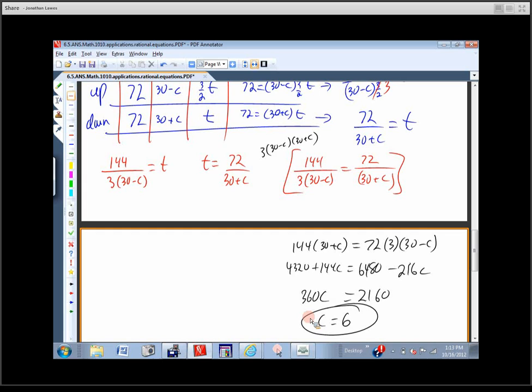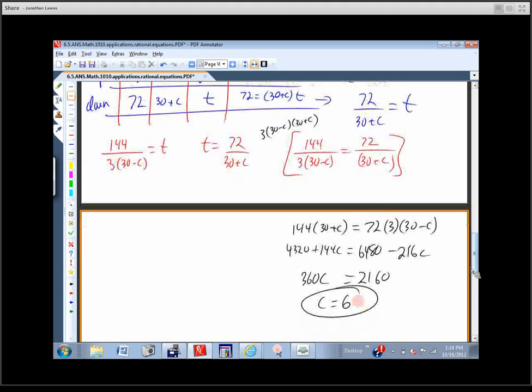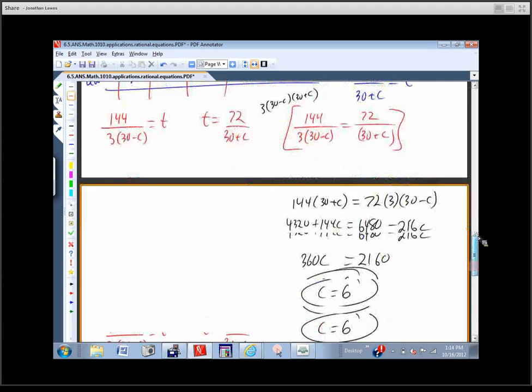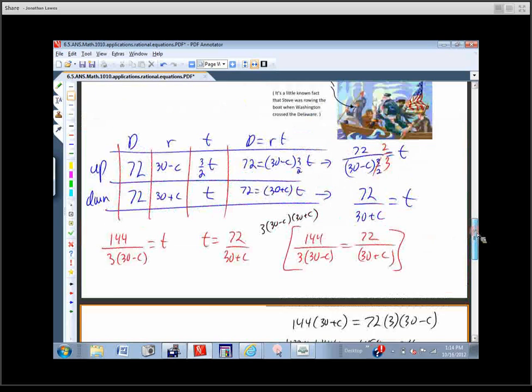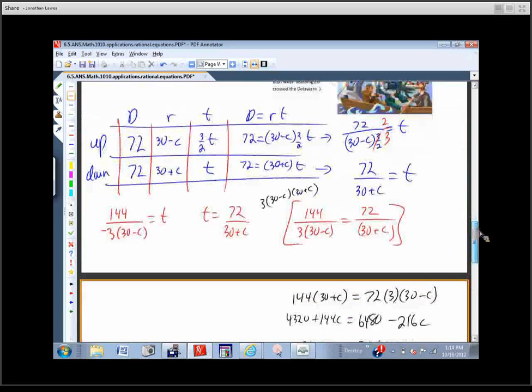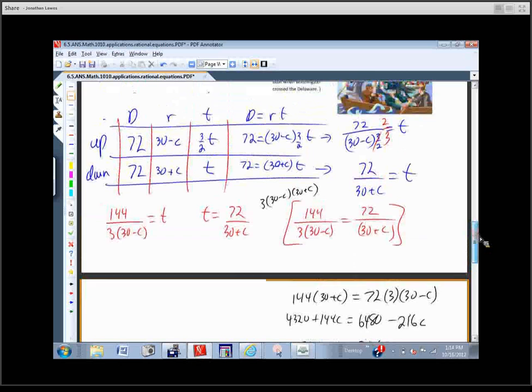It's really frustrating when you do all that work and it's 5. Even worse when it's 0. And let's see, what were the units here? It was miles, so that's going to be miles per hour. Okay. Any questions there? Okay, take a quick look.